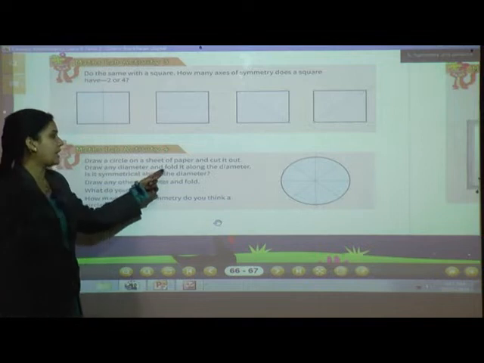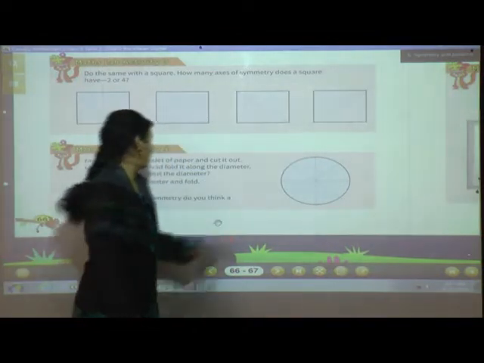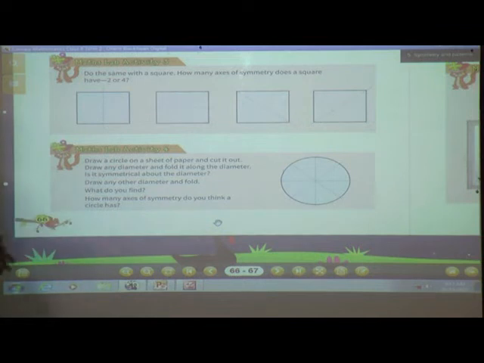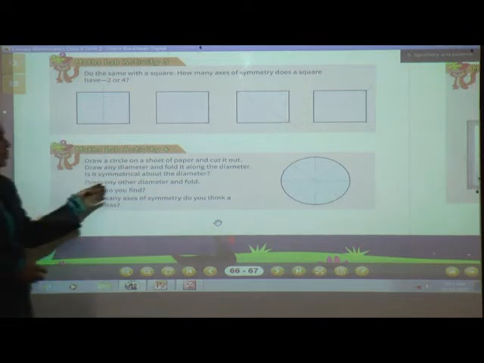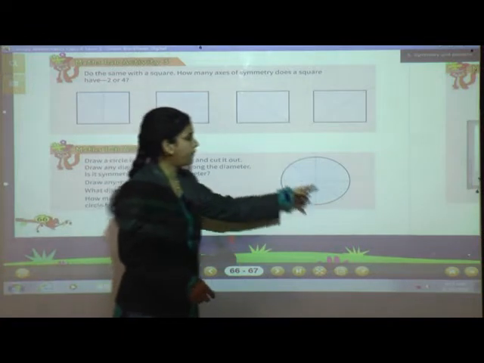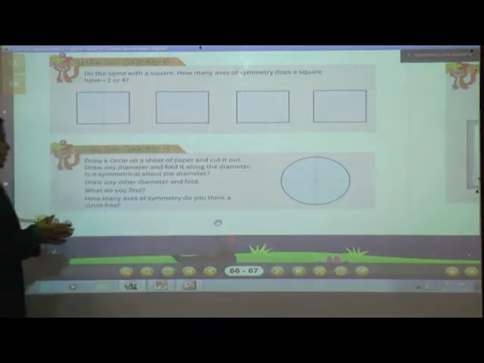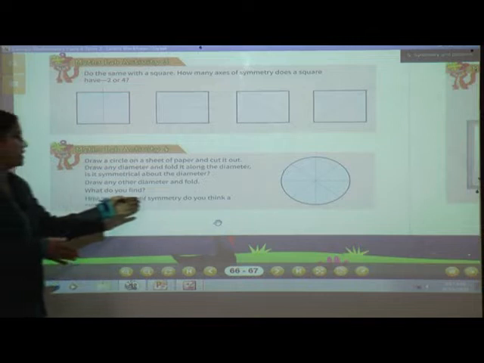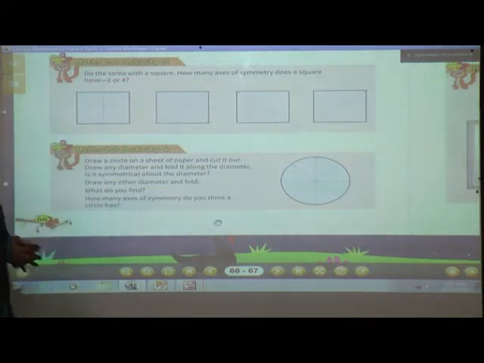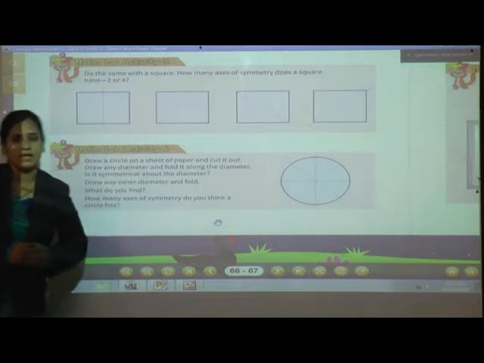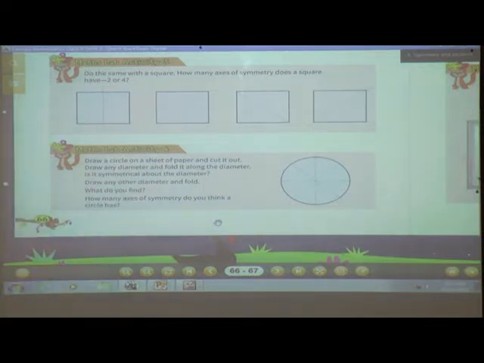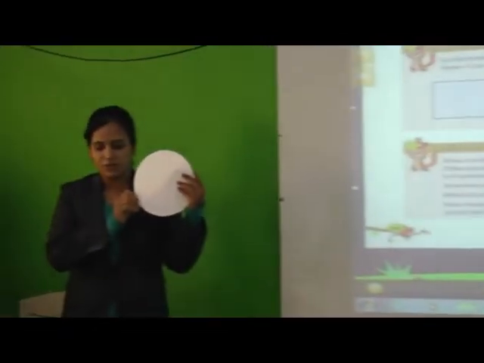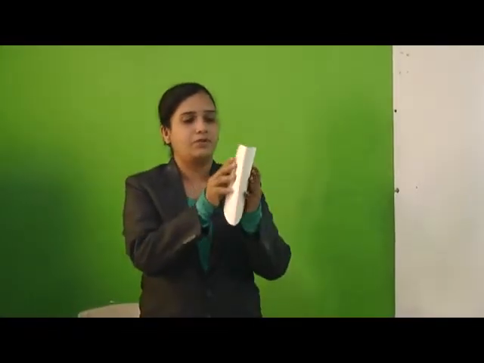Yeah, diameter, and fold it along the diameter. Now, is it symmetrical about the diameter? Draw any other diameter. Again you have to draw diameters, okay, and fold it. What do you find? How many axes of symmetry do you think a circle has? So for that we'll do this experiment now. So just see here, this is a circle, okay. So we'll fold it along a diameter. What do you observe? You get two halves of a circle, isn't it?